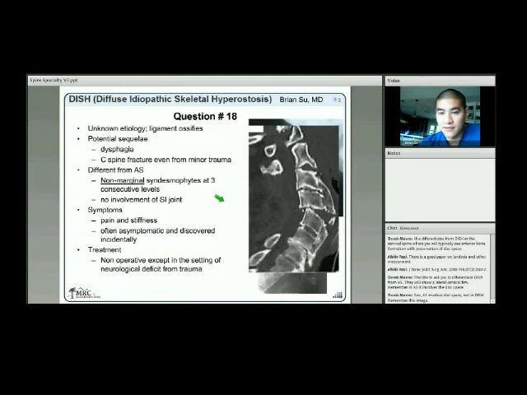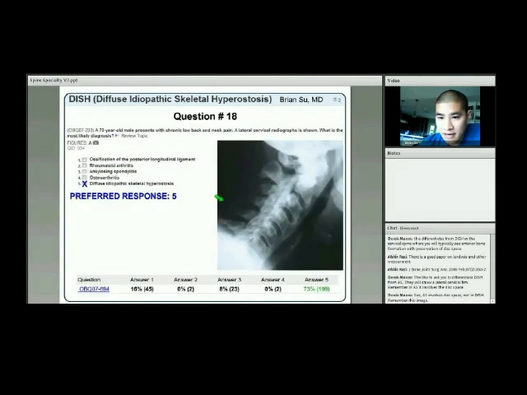And here's an example of a fracture. Correct answer is DISH, diffuse idiopathic skeletal hyperostosis. Many of you got that correct. Some of you chose ankylosing spondylitis. And some of you chose ossification of the PLL. The posterior longitudinal ligament, remember, is posteriorly, and you probably missed this shadow of bone. But now you know the difference between AS and DISH.